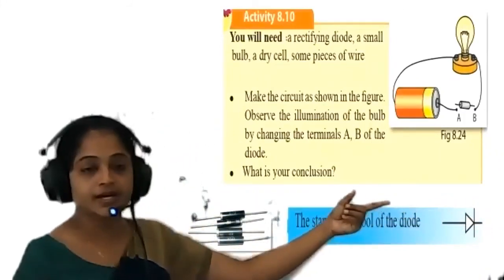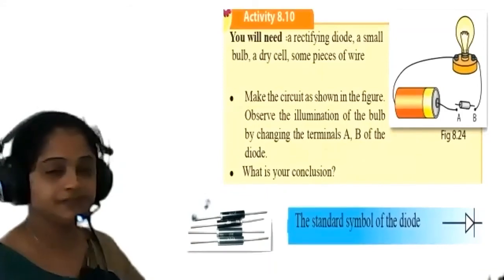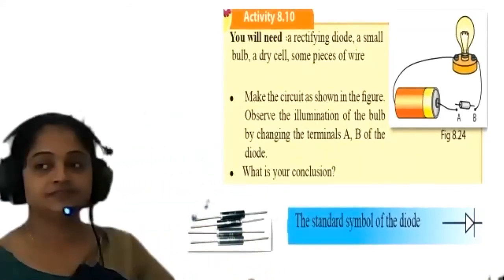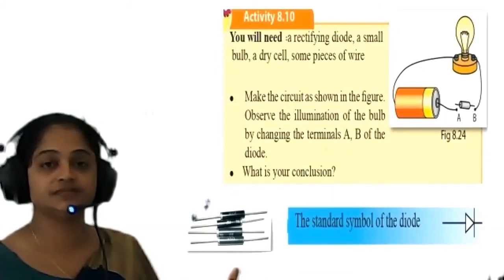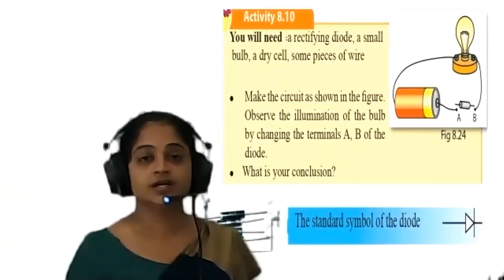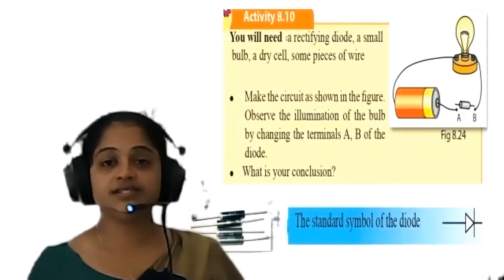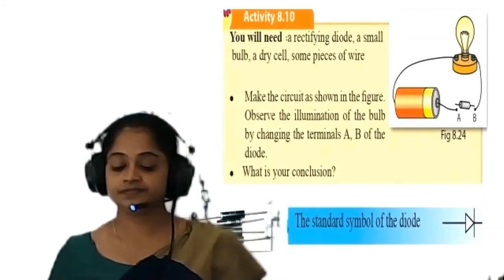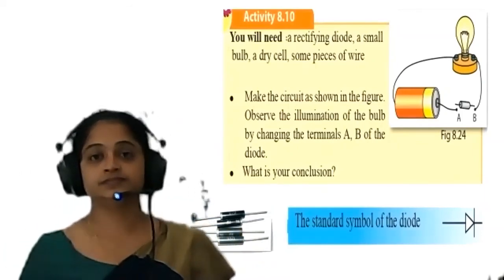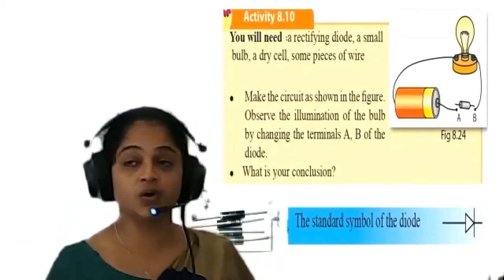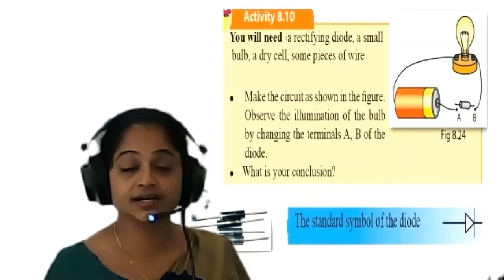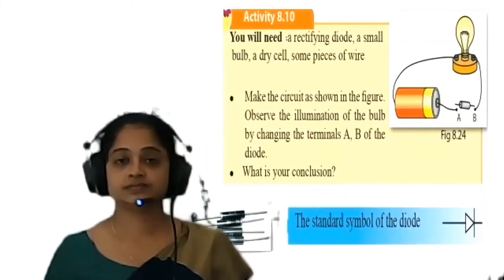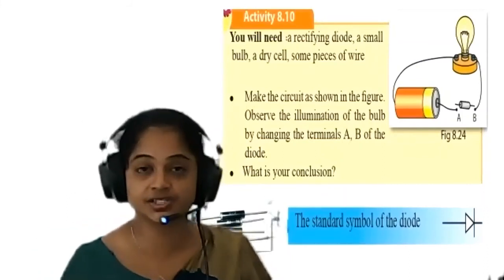Okay, write down as a point: the main function of a diode is to let current flow in one direction.